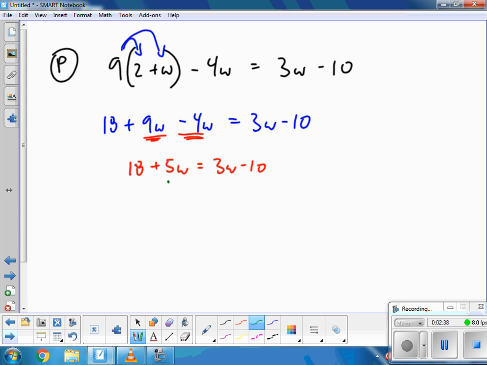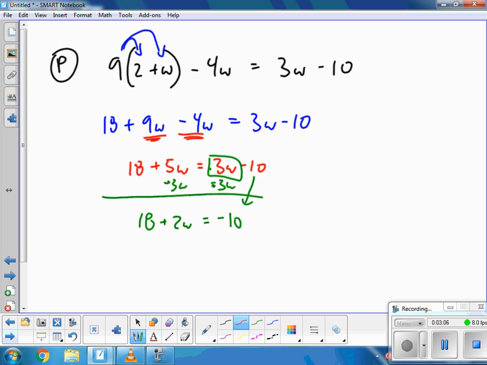Again, this side is bigger, so I'm going to subtract 3w from both sides, just because I like working with positive. I know to subtract 3w because I have 3w. That's what I'm trying to do, and I end up with 18. And I subtracted 3w, so I have 2w left over. And on this side, I'm going to just carry this down, negative 10.